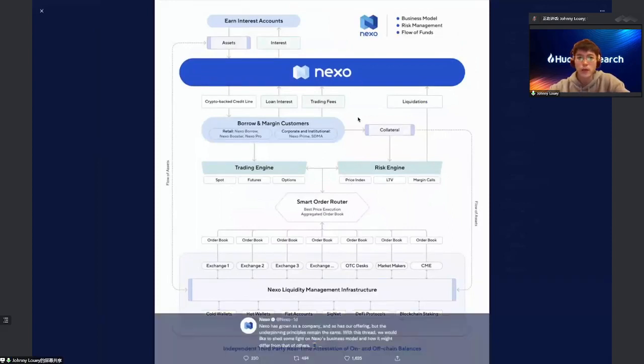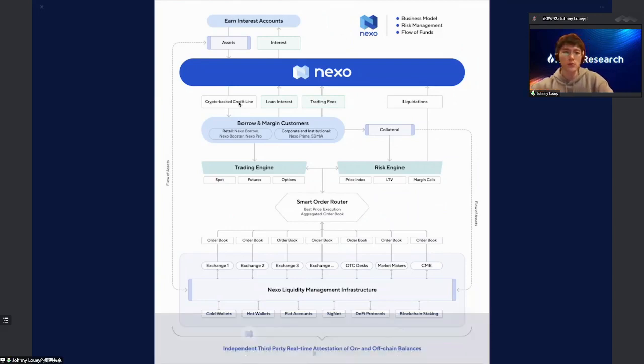The risk lies in the borrower margin customers. Crypto backed credit line, that's a risky line. Low interest, also risky line. Trading fees, not risky. It's a real business, right? And so they're being transparent. I think that's good for the customers, who will be assured. And I think it would be better if they disclose more information.